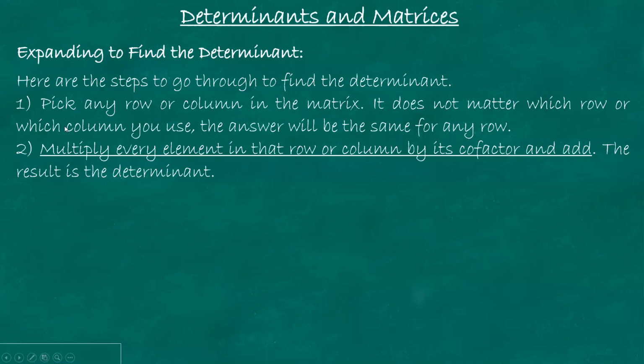Ang sunod, once makuha na nimo kana, unsa dayon? Multiply every element in that row or column by its cofactor and add. The result is the determinant. So kung ma-confuse ka aning i-multiply by its cofactor, okay, lahi akong paggamit ani. Okay?